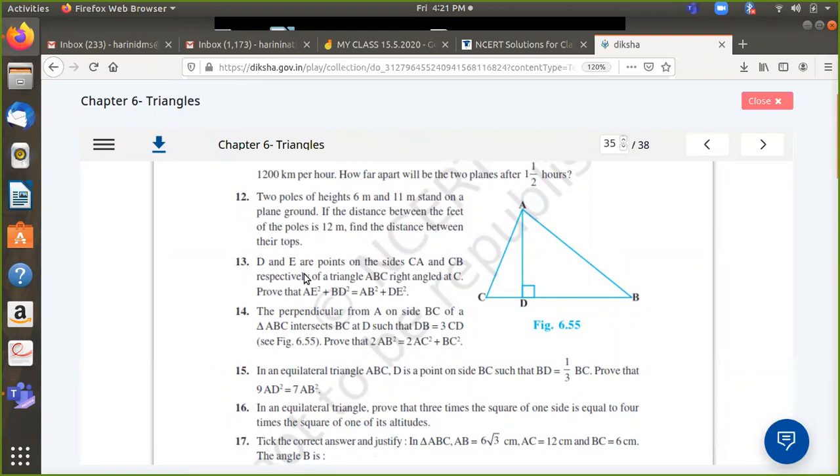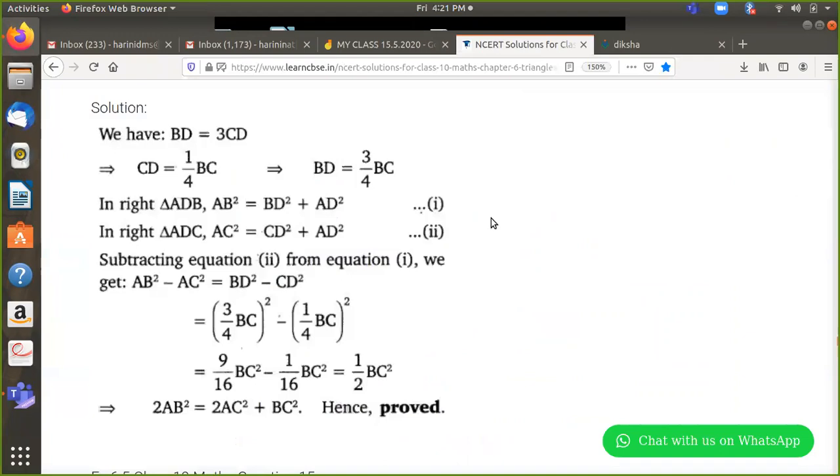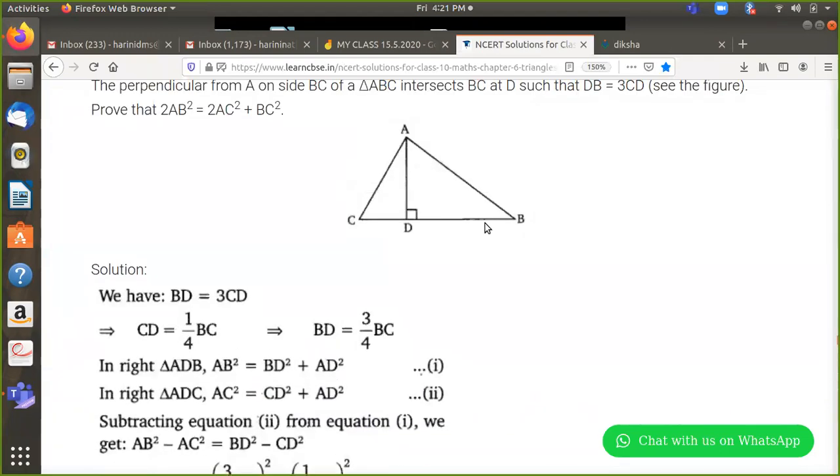So, question number 13 goes like this. D and E are points on the sides CA and CB respectively of a triangle ABC, right angled at C. Prove that AE square plus BD square equals AB square plus DE square. So we don't have the diagram here. So first we have to draw the diagram. So let me take you back to another place where the diagram is there.